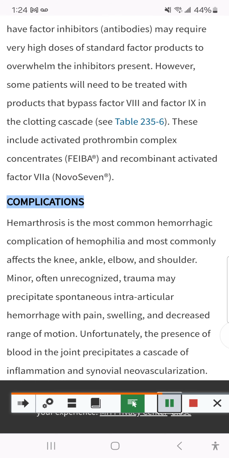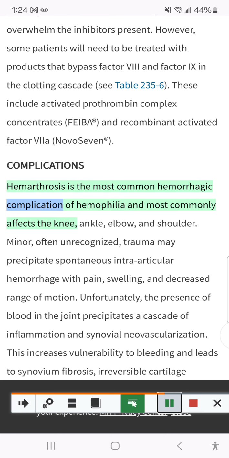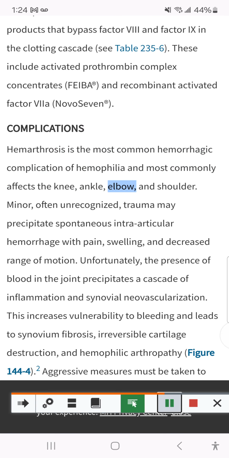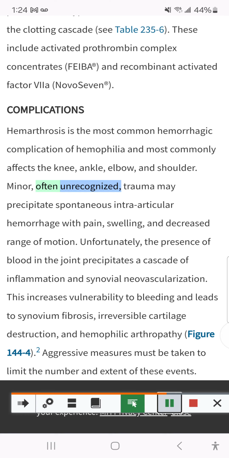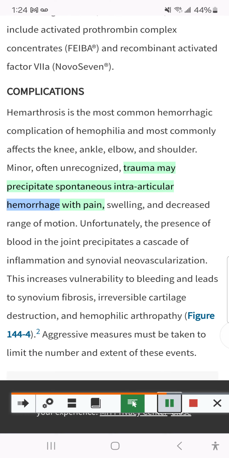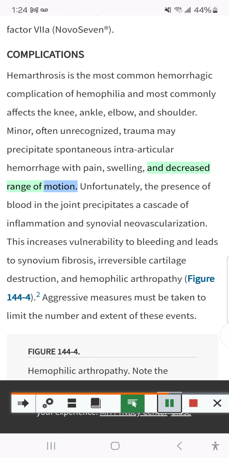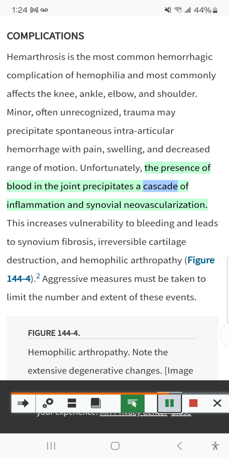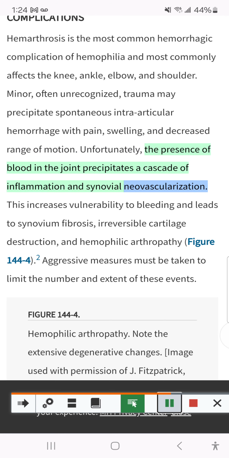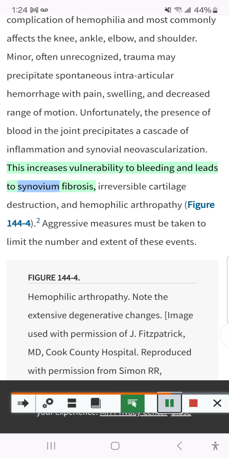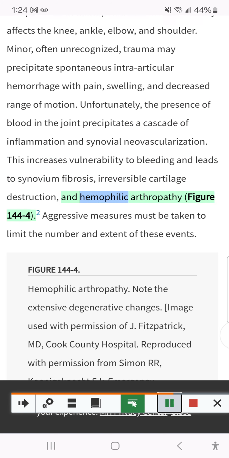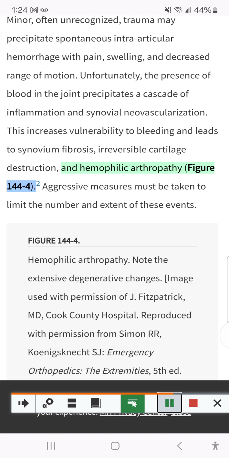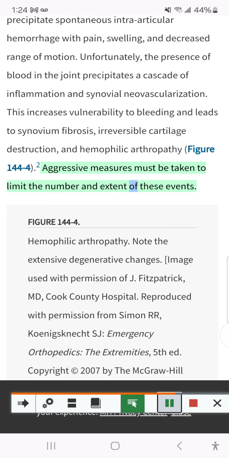Complications. Hemarthrosis is the most common hemorrhagic complication of hemophilia and most commonly affects the knee, ankle, elbow, and shoulder. Minor, often unrecognized, trauma may precipitate spontaneous intra-articular hemorrhage with pain, swelling, and decreased range of motion. Unfortunately, the presence of blood in the joint precipitates a cascade of inflammation and synovial neovascularization. This increases vulnerability to bleeding and leads to synovium fibrosis, irreversible cartilage destruction, and hemophilic arthropathy. Aggressive measures must be taken to limit the number and extent of these events.